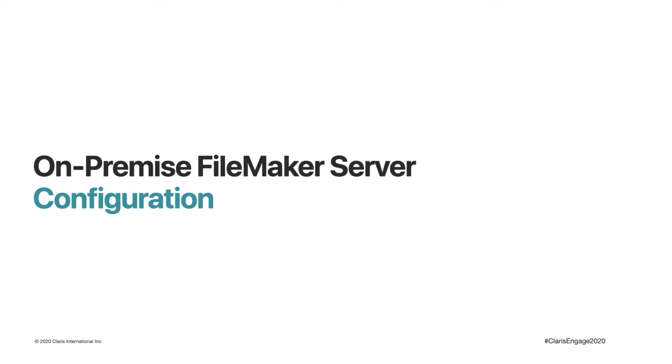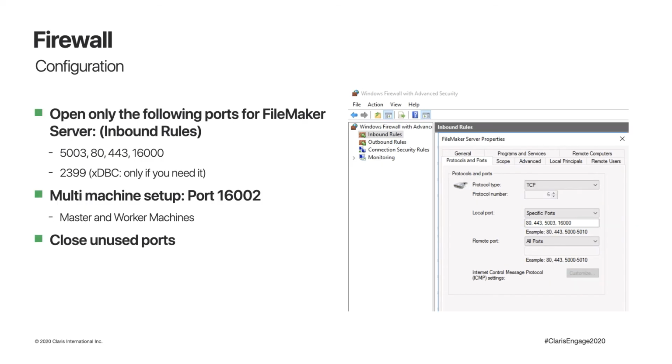Emma and Erik bought a VPS in a data center. Now they are ready to install and configure the FileMaker server and the operating system. One of the first steps they do is set up the firewall. They open the ports for FileMaker server. These are 5003, 80, 440 and 16000.